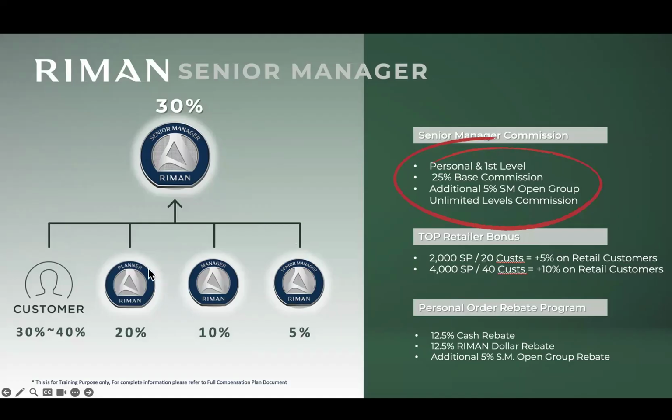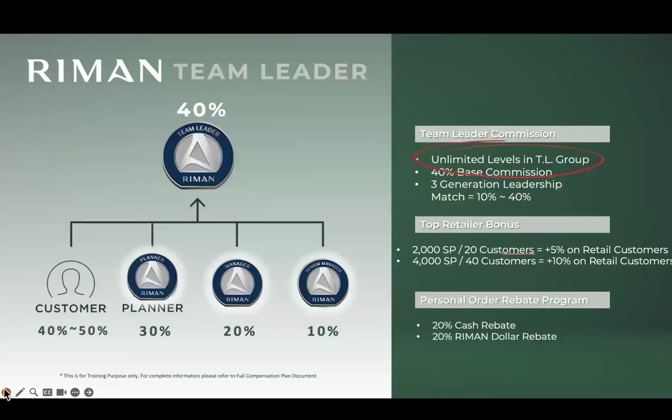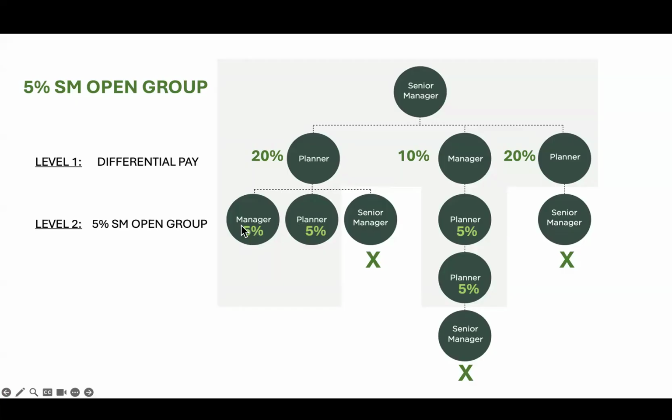Okay. So this is your level one. Very similar to the manager, you get a differential payout on your level one. But remember, anything beyond your level one into your level two, here's what you have to realize. What SM Open Group is, because when you are a senior manager, anywhere in your organization from your level two and on, where there is no senior manager, you see how the highlighted parts have no senior manager? From beyond your level one, starting from level two, where there are no senior managers, every manager or planner that is in your open group, you get 5% here, 5% here, 5% here, and 5% here.